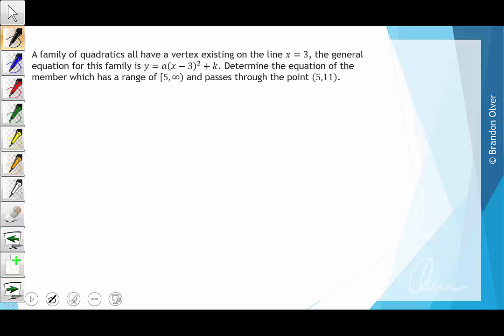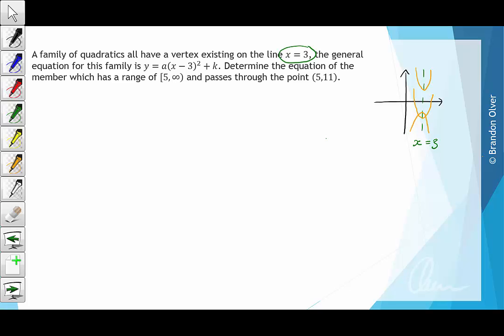So first of all, let's start to understand what this means. If we consider the set of axes here, we know that it has a turning point on the line x equals 3. So if we put the line x equals 3 in here, we can have a parabola that is something like this, or like this, or like that. Anything that has its turning point on that line.